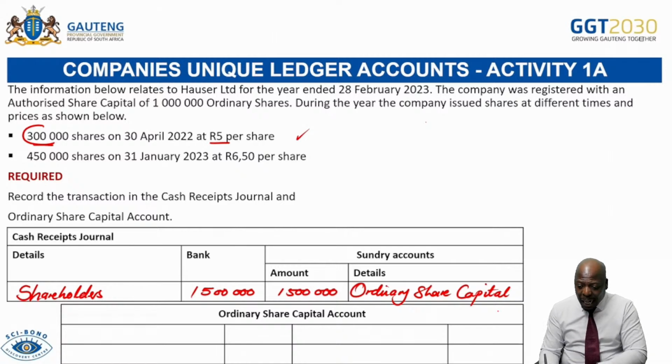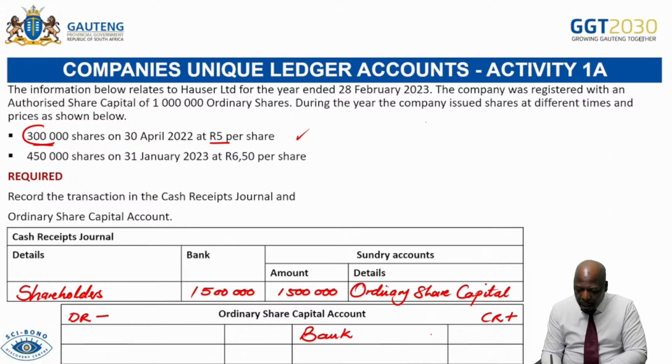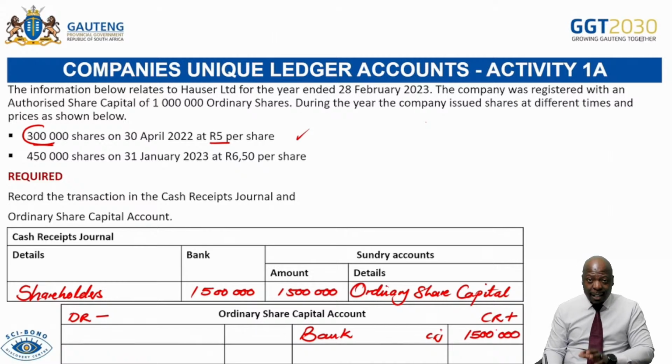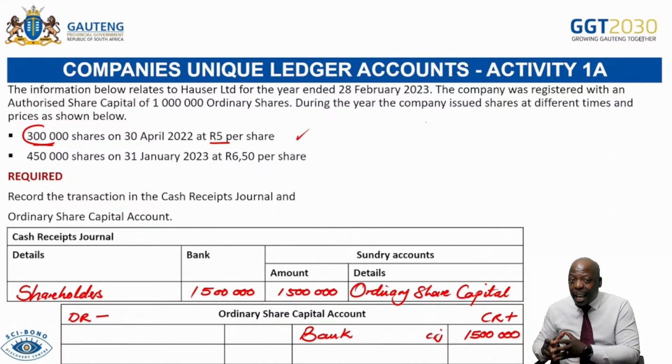And I know that my equity account increases on the credit side. On the credit side, it's a plus, but on the debit side, it is a minus. Okay, so I'm going to come and say here, I'm going to say bank. Okay, and then remember, this is for my CRJ. How much am I getting here? 1,500,000. Like that. Still okay? Okay. So that is the first transaction there on the 30th of April. In the month of April, that is what we would have done.